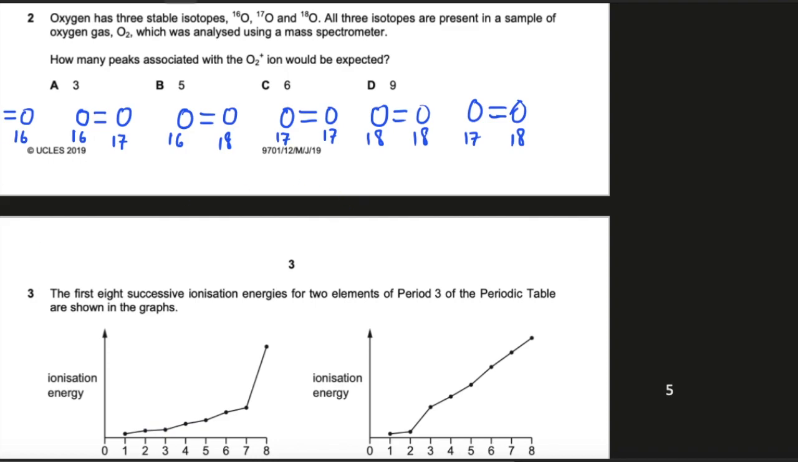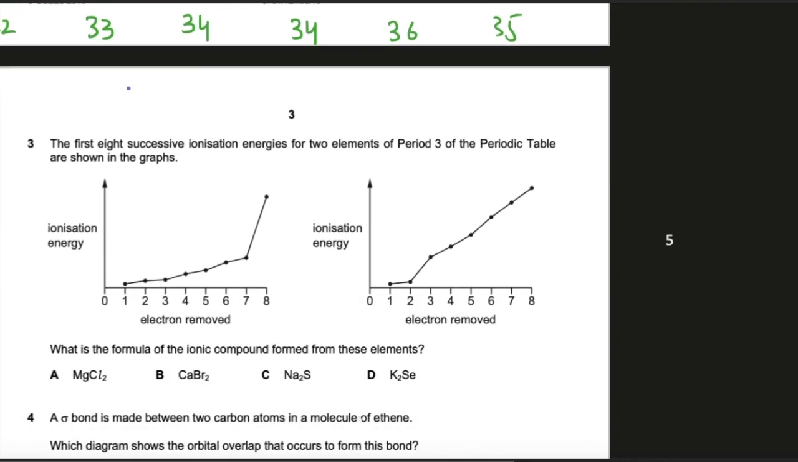So now calculate the masses. This is 32, this is 33, this is 34, again 34, 36 and 35. How many different masses are you getting? 1, 2. These two have the same peak because they have the same masses, then 3, 4 and 5. So you will get 5 peaks. Answer is B.